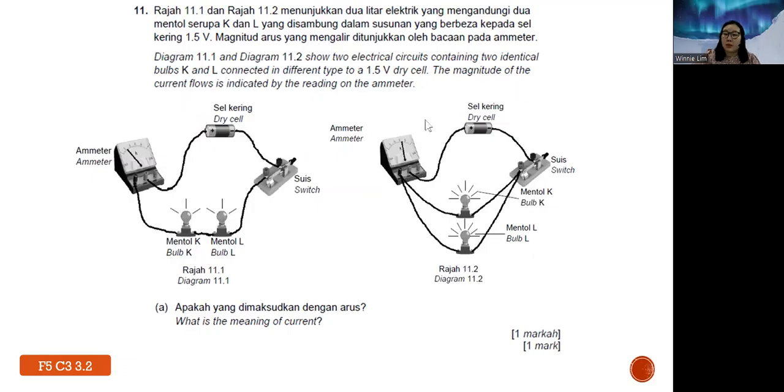First, what is the meaning of current? Current is generally the rate of flow of charge. That means when electrons flow, then you produce current, correct? Okay, a lot of electrons, we call it as charge. So the rate of flow of charge, okay?